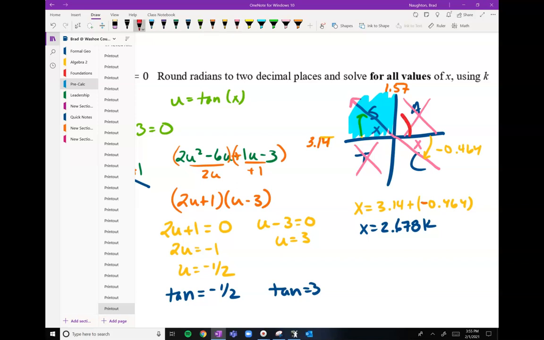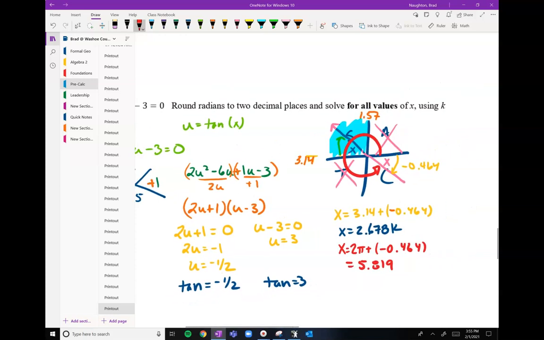Okay. Now, if you want to go all the way around to find out what this one is too, that's going to be 2 pi plus the negative 0.464, which is going to give me 5.819. But since it's saying I want all values of k, I have to start with the smallest one, which is why I truly just needed this one.